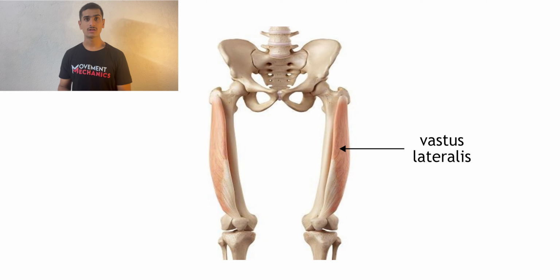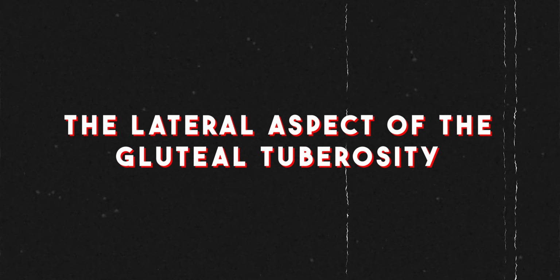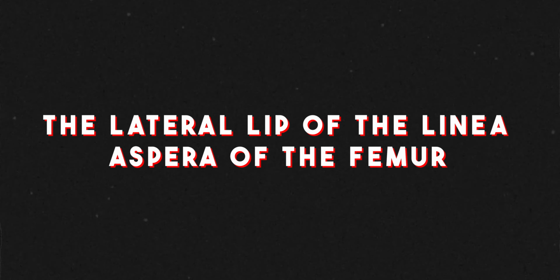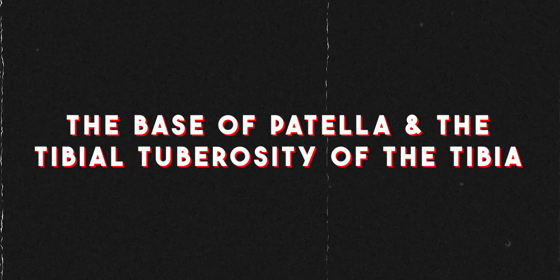Moving forward from the posterior aspect of the body, we are going to cover the quadricep muscle group at the anterior aspect of the human body. So the first muscle in the quads we are going to cover is Vastus lateralis. The Vastus lateralis originates from the anterior and inferior border of the greater trochanter. It also originates from the lateral aspect of the gluteal tuberosity and the lateral lip of the linea aspera of the femur. It inserts at the base of patella and the tibial tuberosity of the tibia.